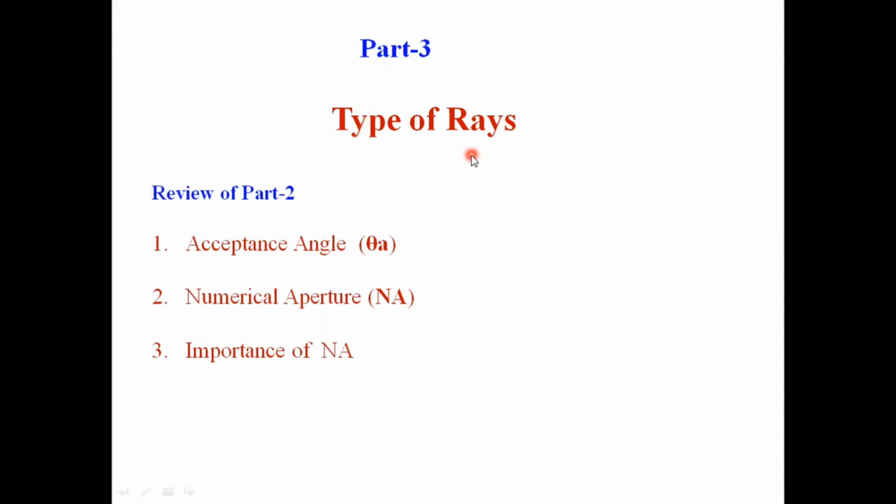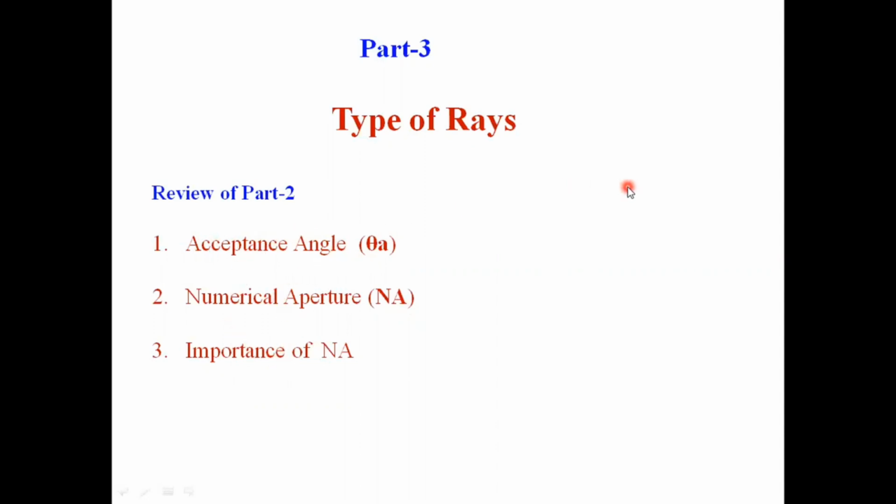Today in class, I would like to discuss different types of rays which travel through optical fiber. Before that, let us see the review of the previous video. There we studied the acceptance angle theta A, the numerical aperture NA, and the importance of numerical aperture. These are all very important parameters in optical communications.